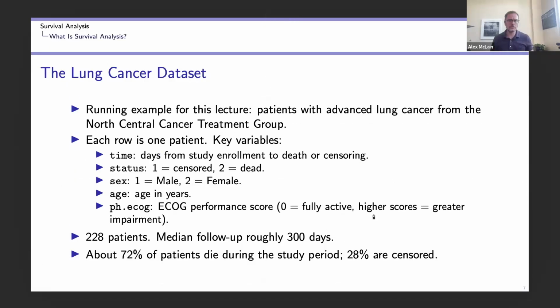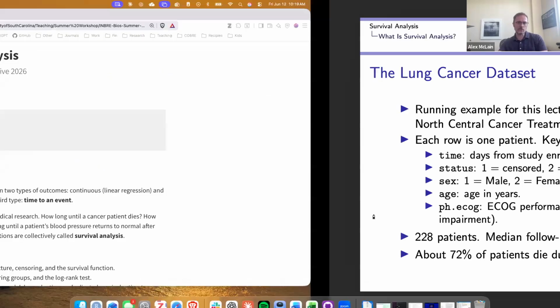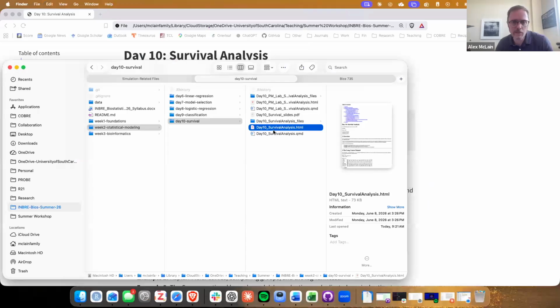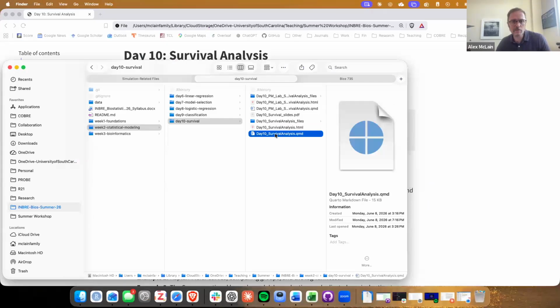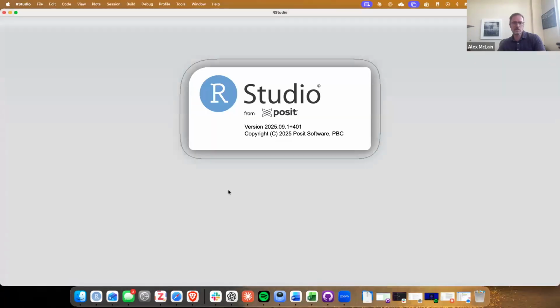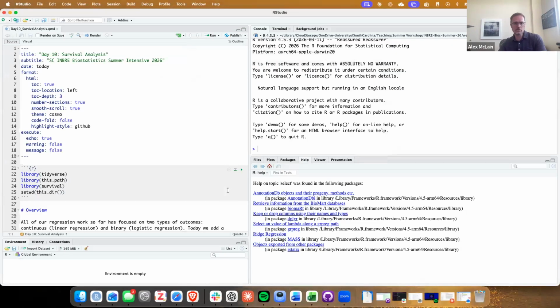Okay, the example we're going to use for this lecture is patients with advanced lung cancer from the North Central Cancer Treatment Group. I think we can go over to our notes here to get into that. I'm going to open up the QMD file as well so we can run some of these things, in particular some of the figures, which I think it would be nice to look at a little larger.